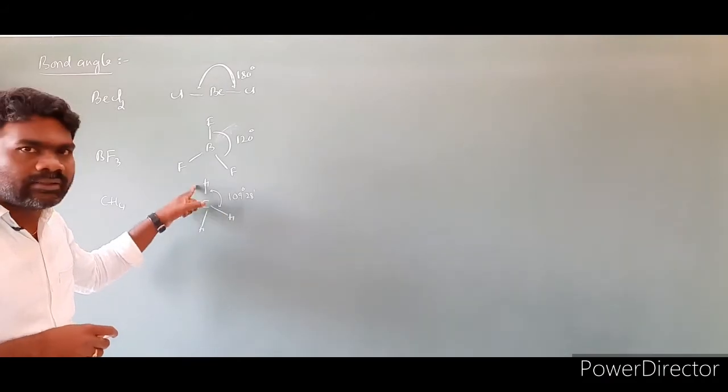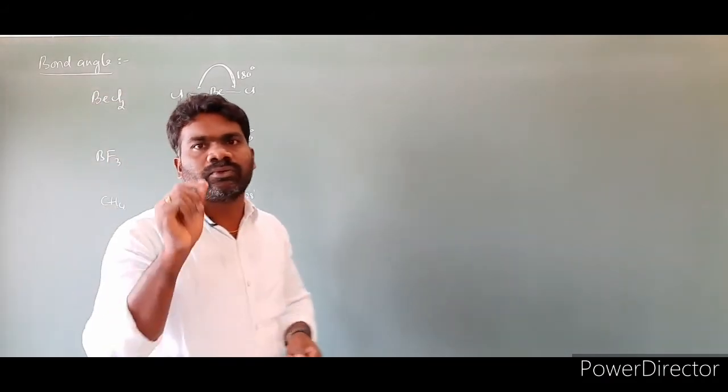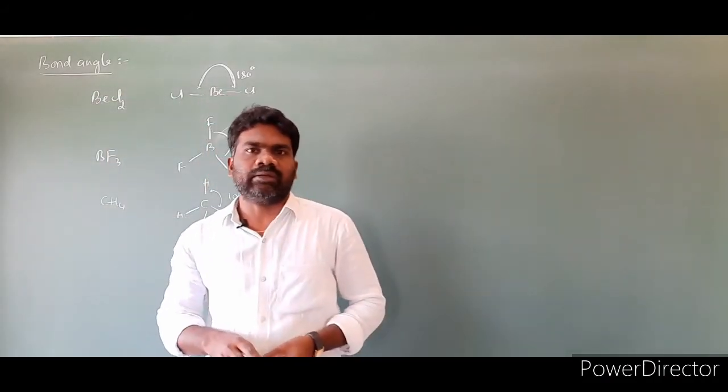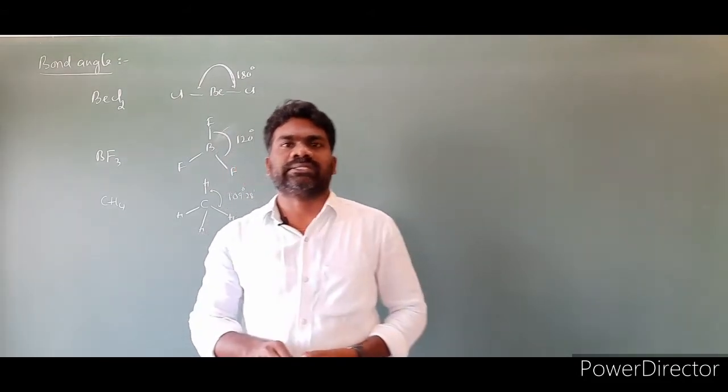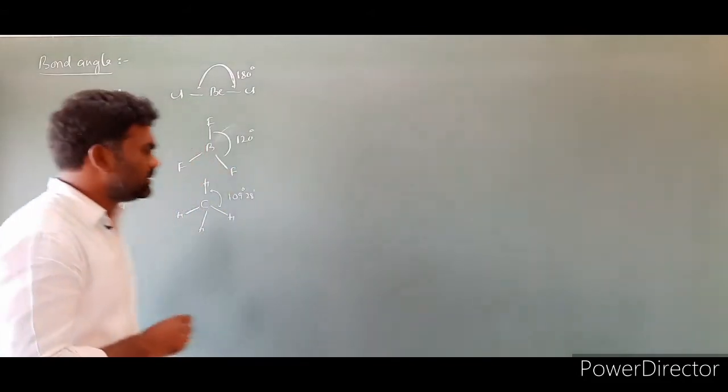The angle between orbitals containing bonding pair electrons around the central atom in a molecule is called a bond angle. Let us write the sentence.